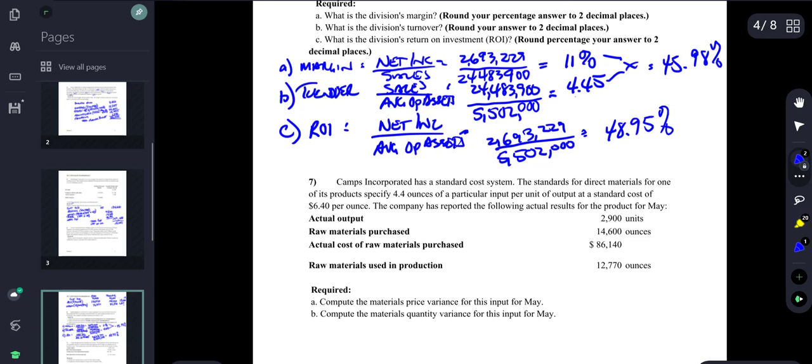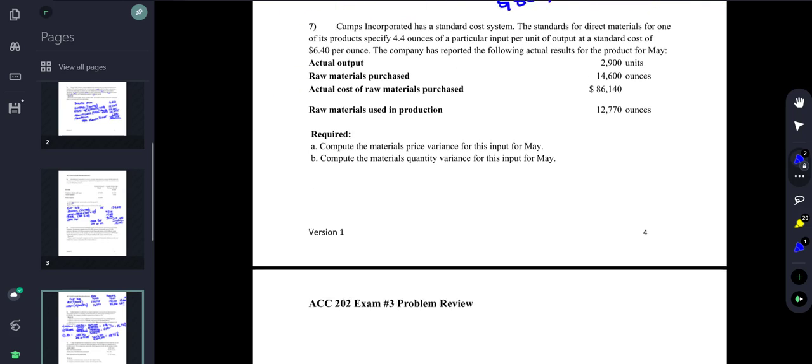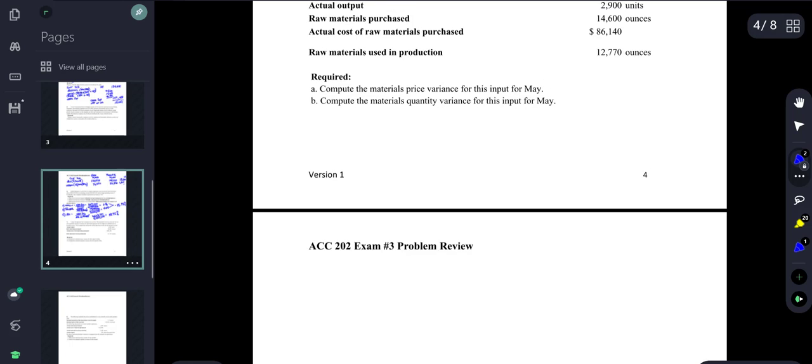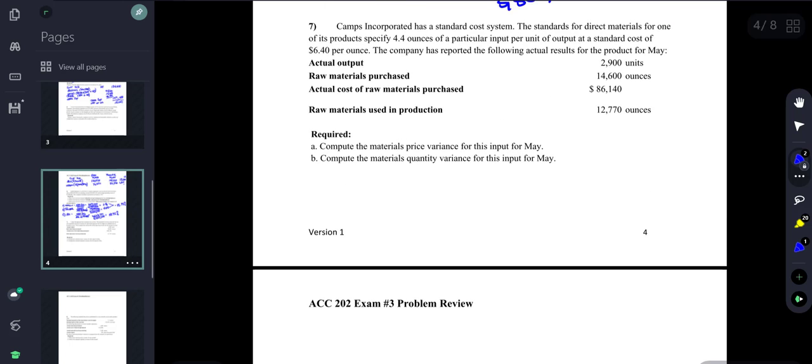All right, number 7 here is something from chapter 10, and they're calculating a raw materials variance, a quantity variance and a price variance. We're going to do the price variance first. So in this problem right here, we want to do a price variance. And so the formula we're going to use here for letter A is actual quantity times actual price.